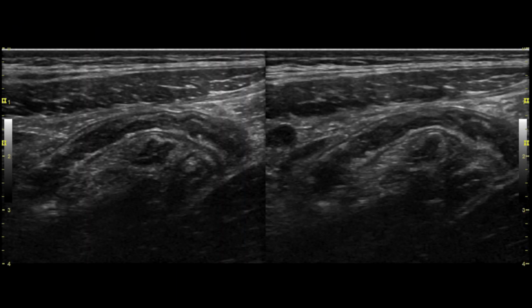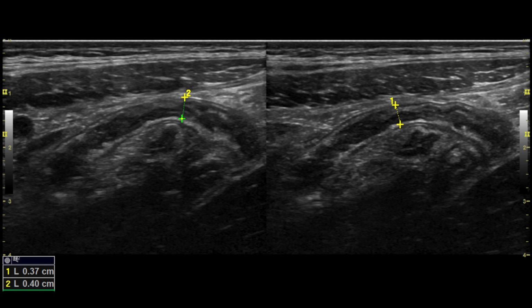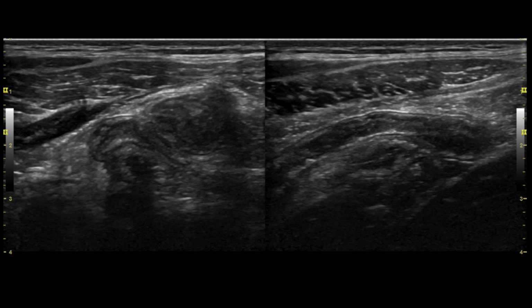Here you can see the tubular blind-ended structure at the right iliac fossa. The diameter measures about 3.7 and 4 mm from different area. Here on this picture, you also can see the vermiform appendix. This part is actually the caecum.